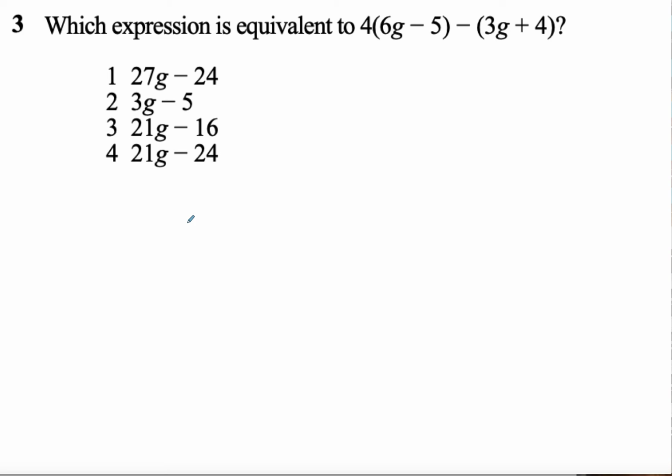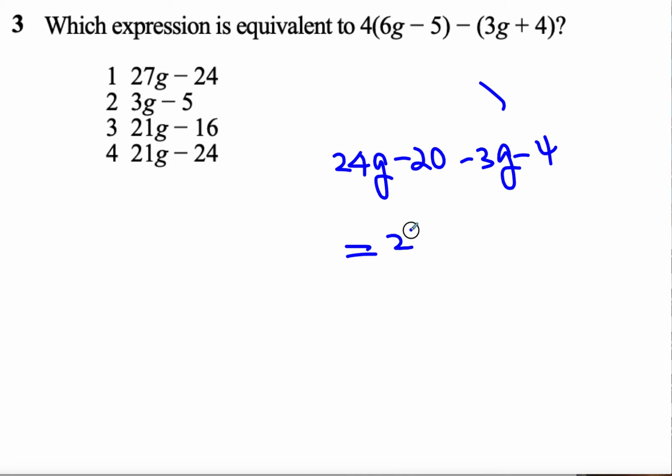What is the equivalent expression here? So 4 will be multiplied to both terms here. So we get 24g minus 20. The negative sign will be distributed, so negative 3g minus 4. So 24 minus 3 becomes what? 21g. And then same sign, so we get negative 24, minus 24. So choice 4 becomes the answer.